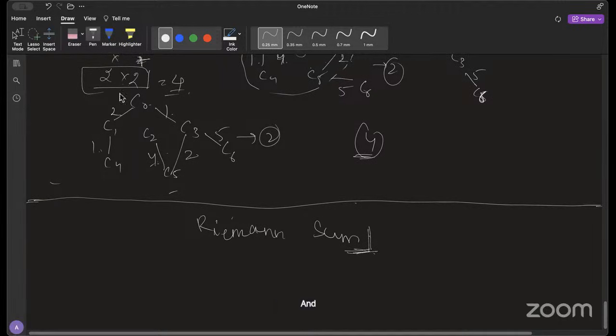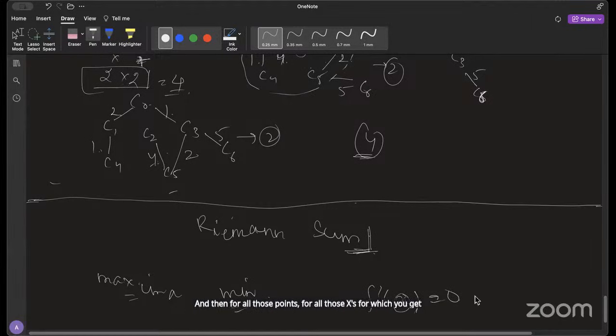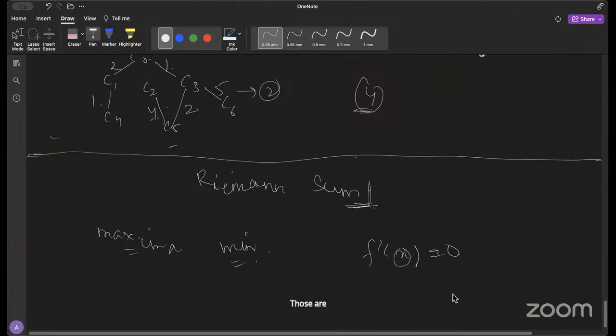And okay, let's come to first, let's just discuss the theory of week 9, which has maxima minima first. And in maxima minima, you simply have to take the derivative of your function and then you have to equate it to 0. And then for all those points, for all those x's for which you get this equation true, that means for all x such that your f dash x is 0, those are your critical points. And out of those, the maxima minimas are the ones.